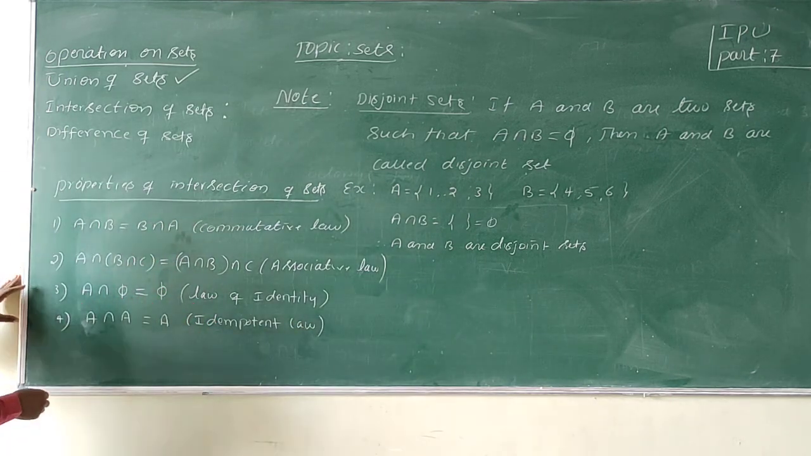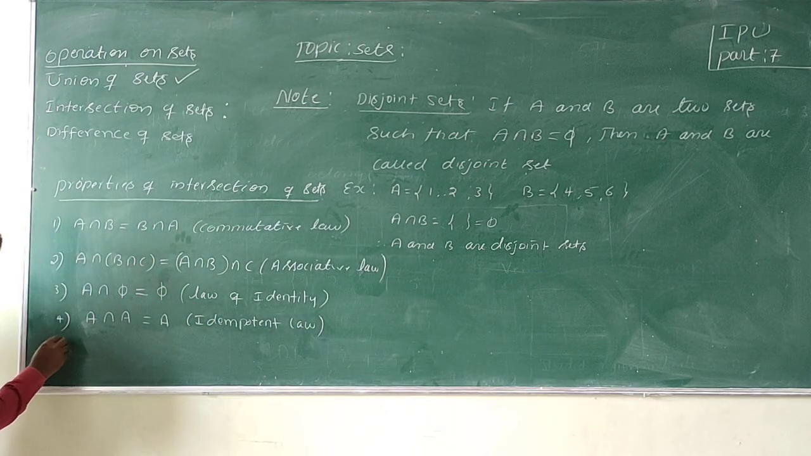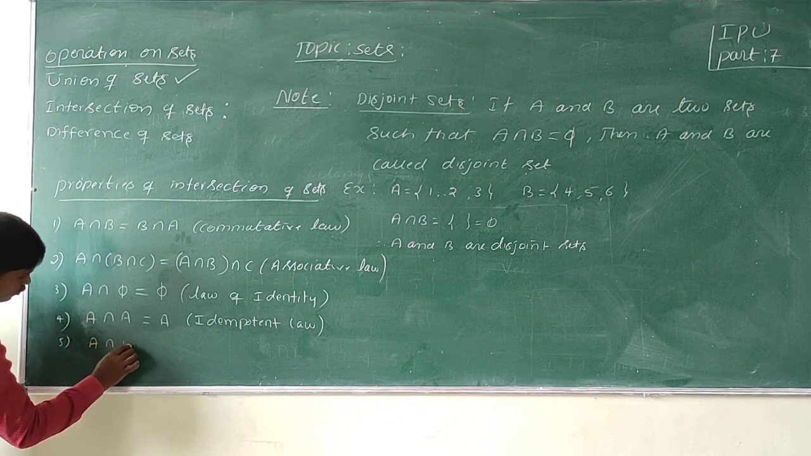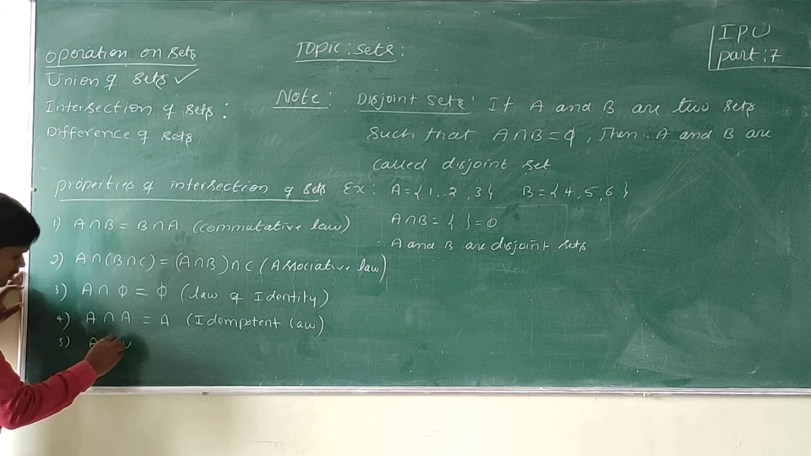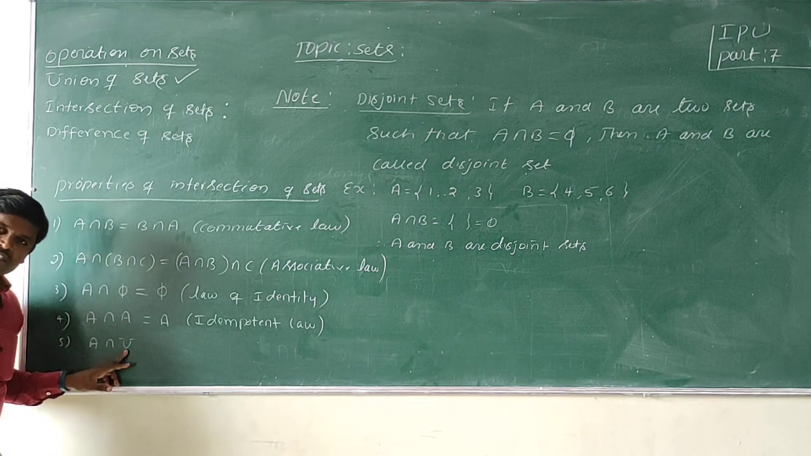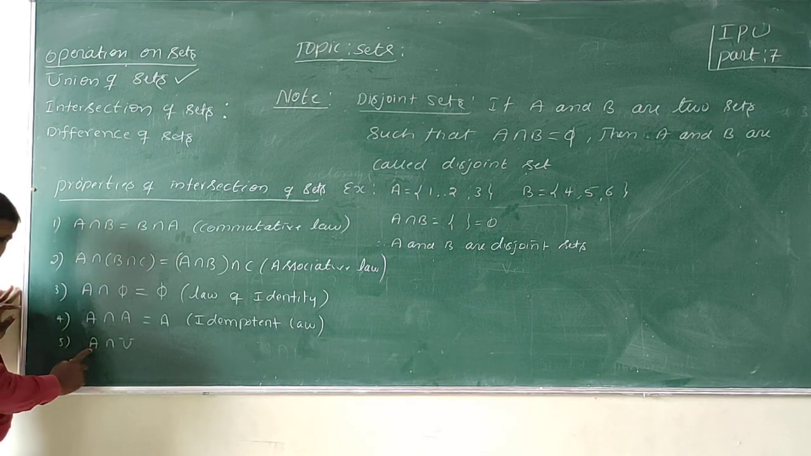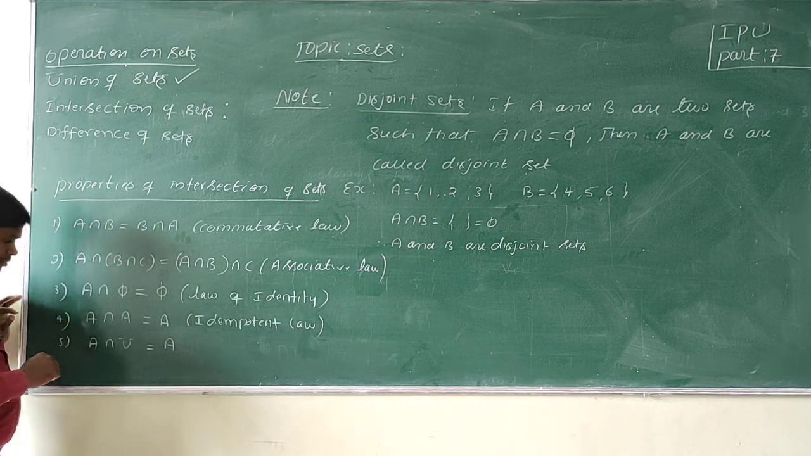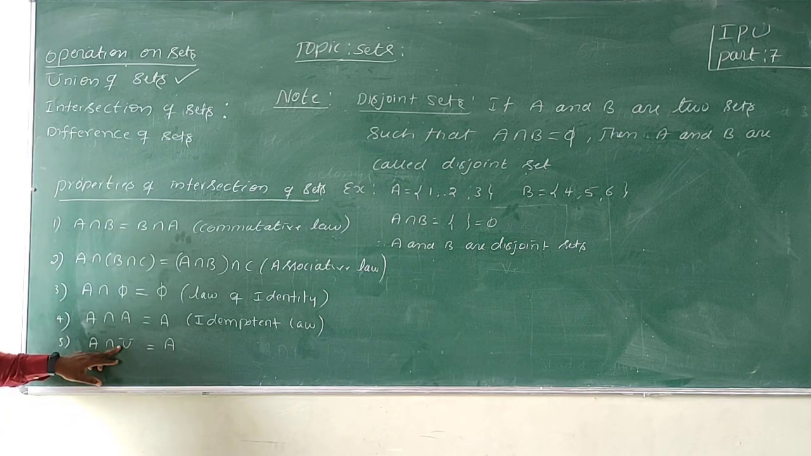Okay, so next is the fifth one: A intersection U. See here, U is the universal set. Intersection with A gives what? A, since A is a subset of the universal set.